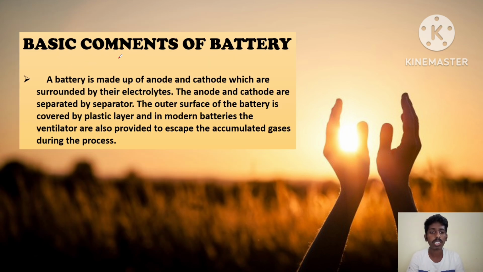Now let's see the basic components of a battery. A battery is made up of anode and cathode, which are surrounded by their electrolytes. The anode and cathode are separated by a separator. The outer surface of the battery is covered by a plastic layer, and in modern batteries, ventilators are also provided to escape the accumulated gases during the process.